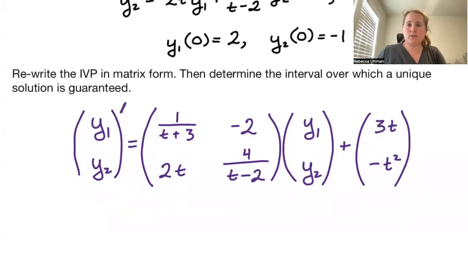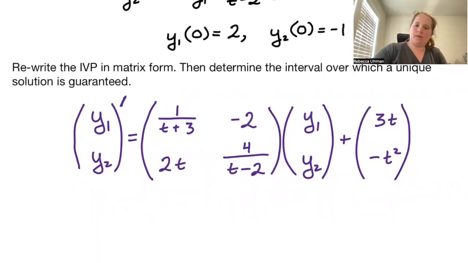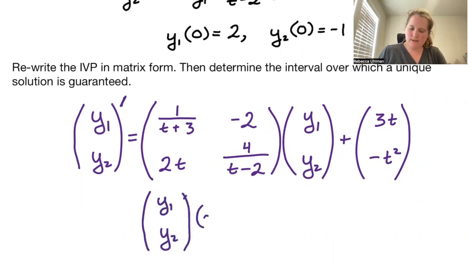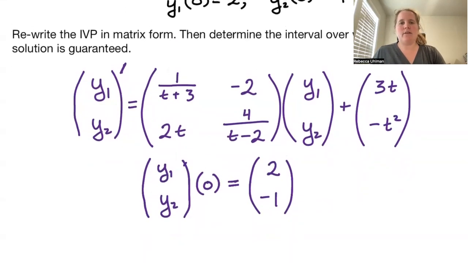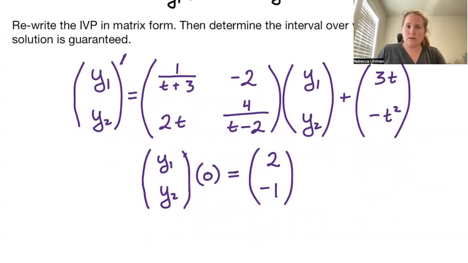Furthermore, our initial conditions can be written as the vector y1, y2 evaluated at 0 is equal to 2, negative 1. So this is rewriting our system with matrices. We just need to check that all the functions in our coefficient matrix are continuous and the functions in our forcing vector are continuous.